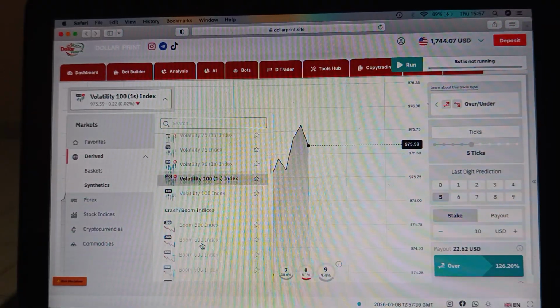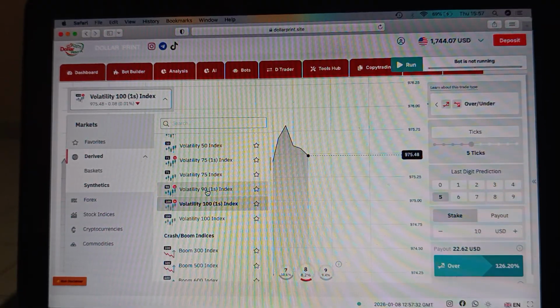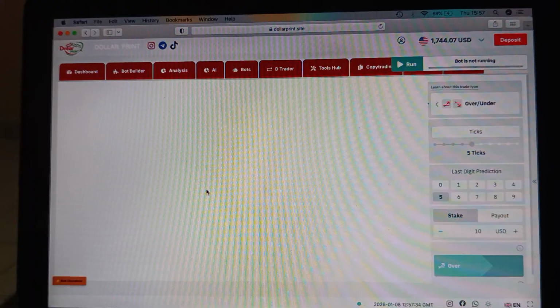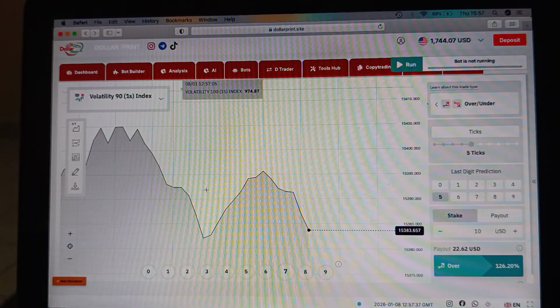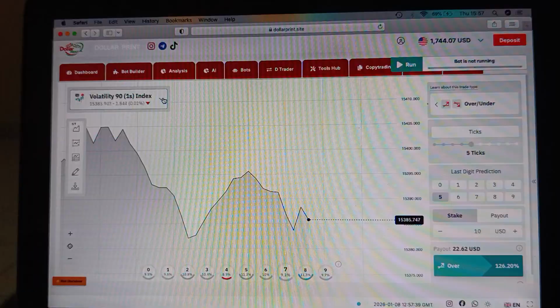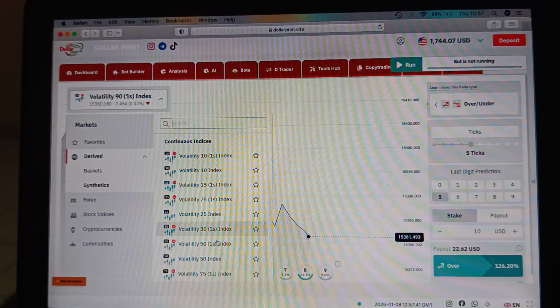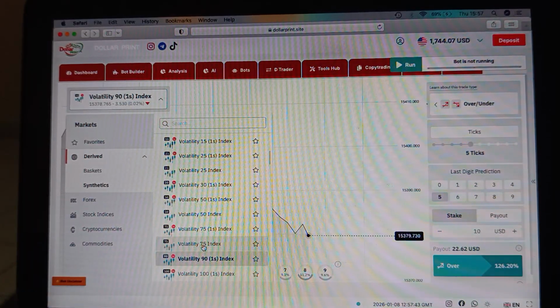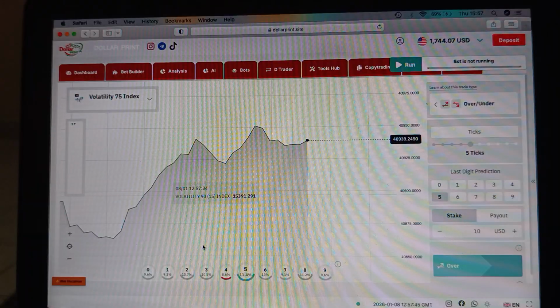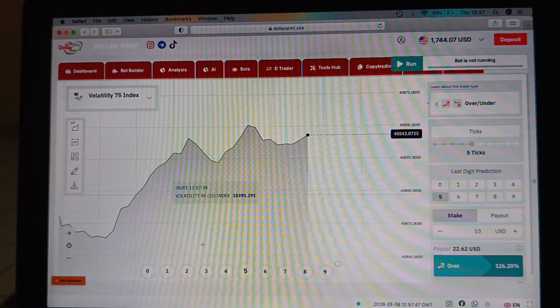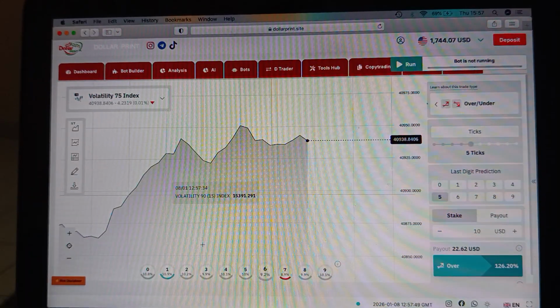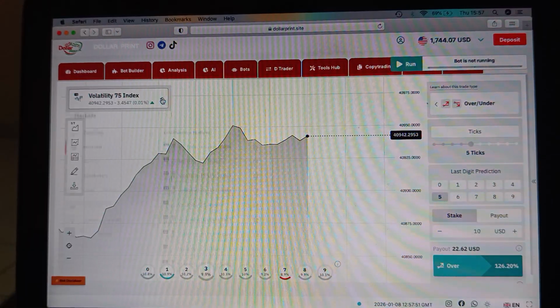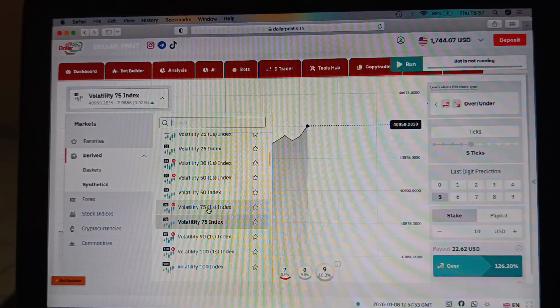Under 6, we need the most appearing digit to be below 6, at least 11.7. At least 11.7. So let's find a very nice market, then we execute some trades. It is a gem, guys. It's a very nice strategy.